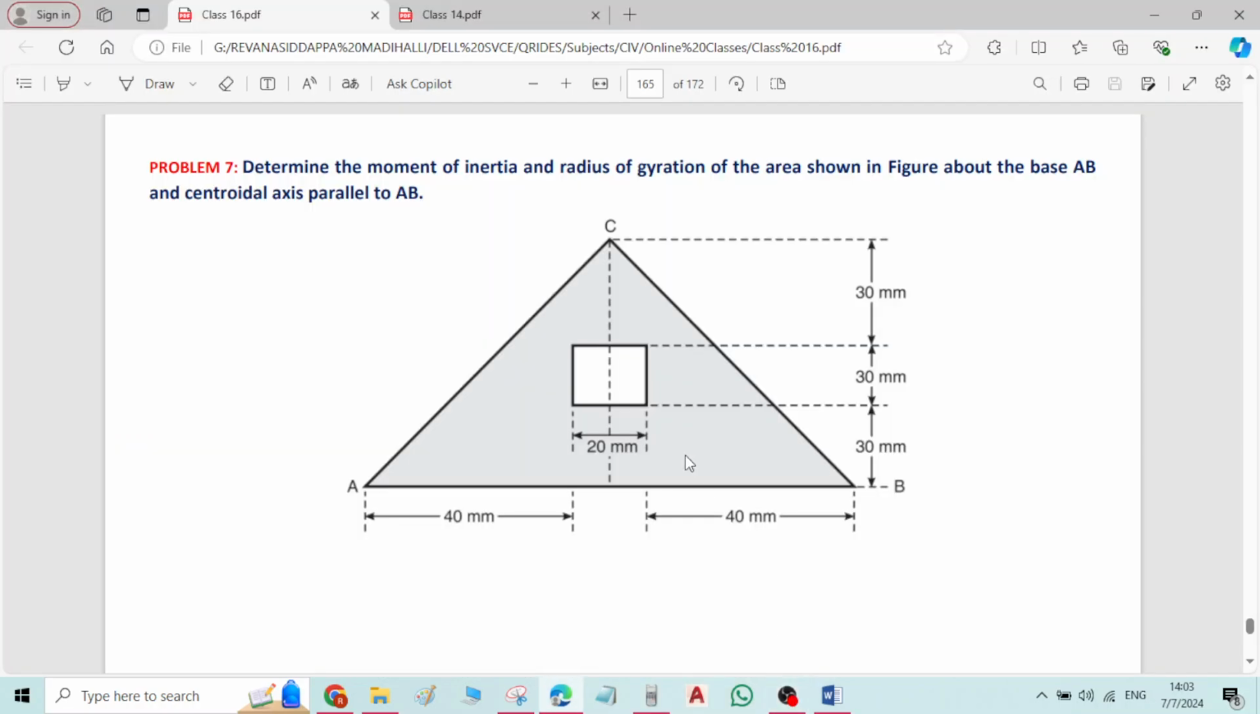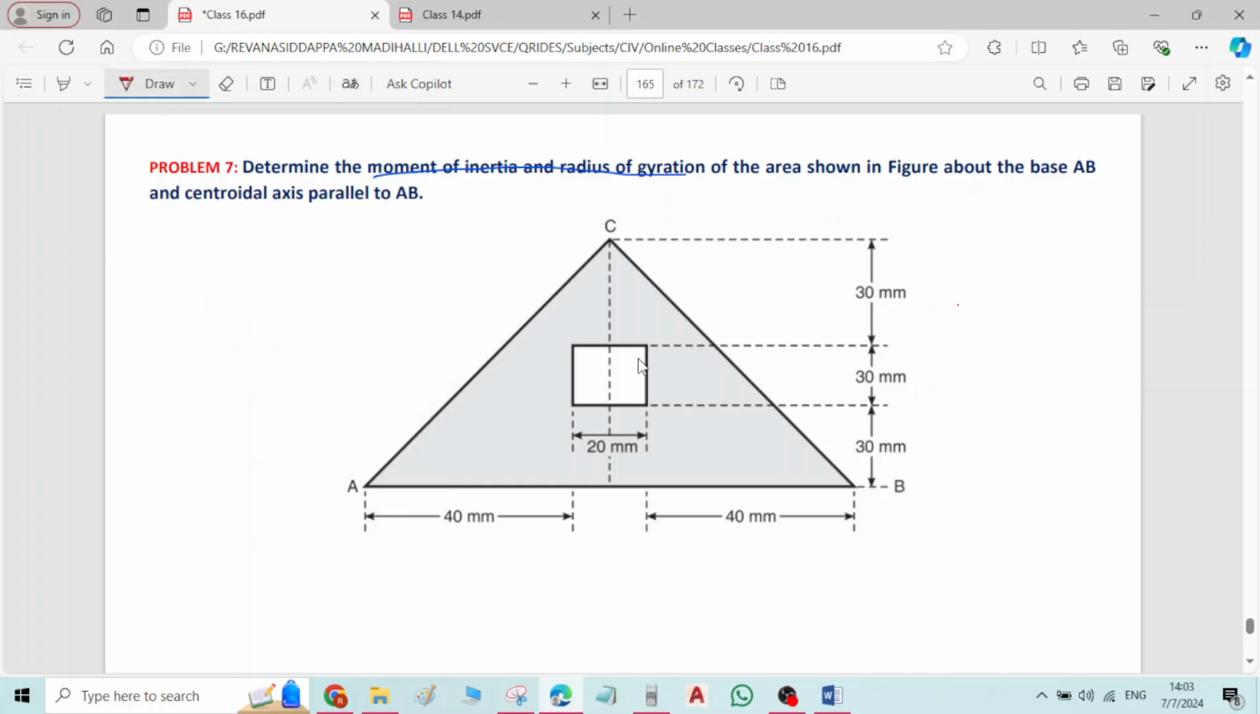Hi, this is problem number 7 on moment of inertia. Here it is asked to find the moment of inertia and radius of gyration of the area about the base AB and the central axis parallel to AB.